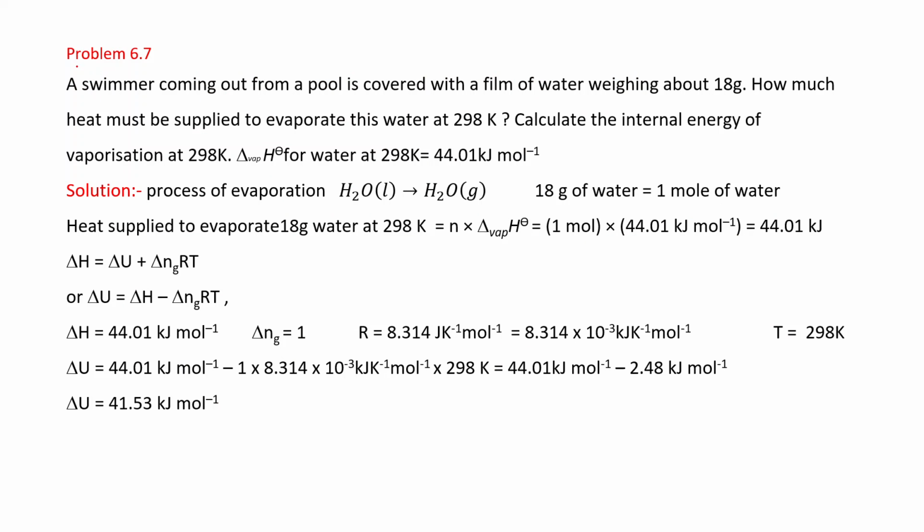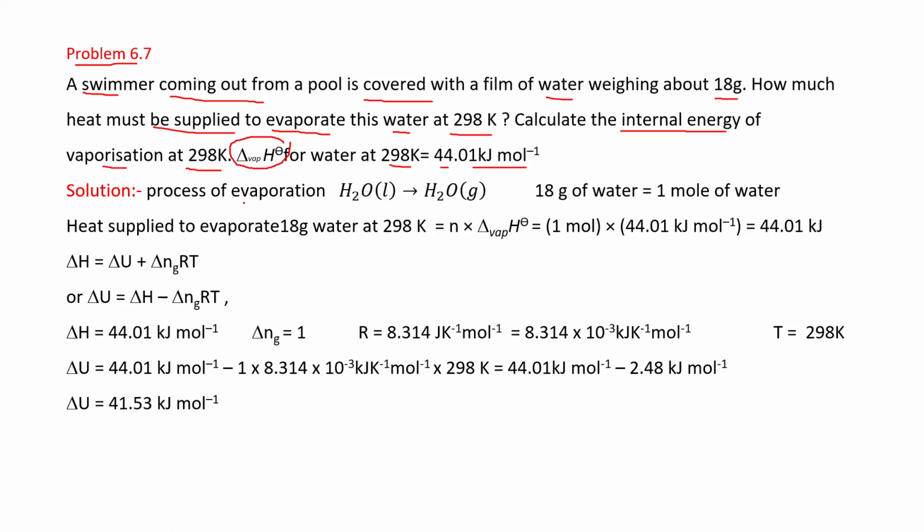See one problem, 6.7. A swimmer coming out from a pool is covered with a film of water weighing about 18 gram. How much heat must be supplied to evaporate this water at 298 Kelvin? Calculate the internal energy of vaporization at 298 Kelvin. The enthalpy of vaporization of water at 298 Kelvin is given, and this is 44.01 kilojoule per mole.